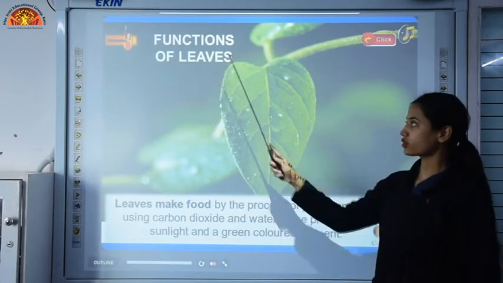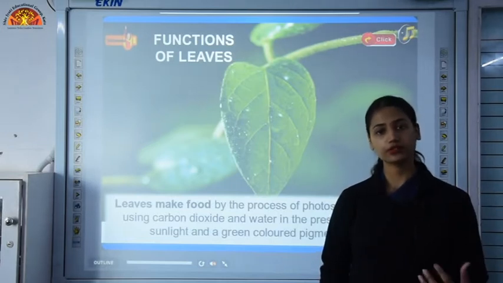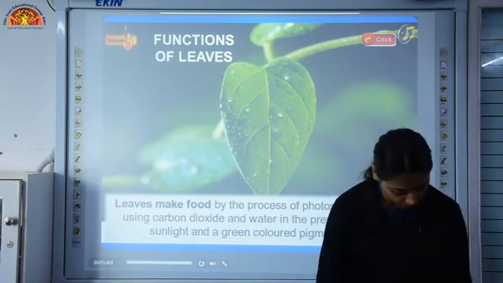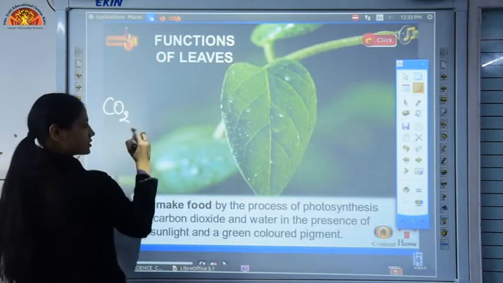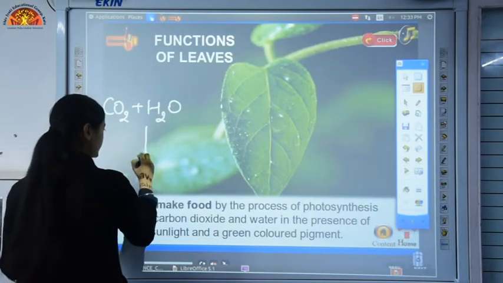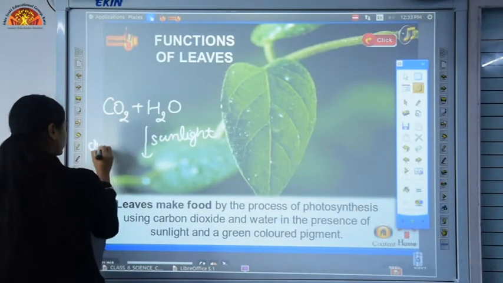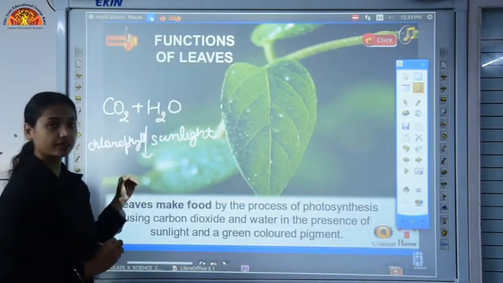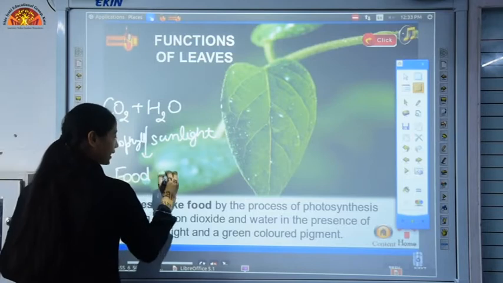Now let's discuss some of the functions of leaves. Leaves make food. As we all know, leaves are the primary source of food. Why? Because they can produce their own food by the process called photosynthesis. So how do they make food? For preparation of food, the plant needs carbon dioxide which is available in the atmosphere, then water which the root absorbs from the soil, and in the presence of sunlight, and one more thing which is chlorophyll. Chlorophyll is a green pigment which is present in the leaves. Plants prepare their food, they give us food and oxygen.